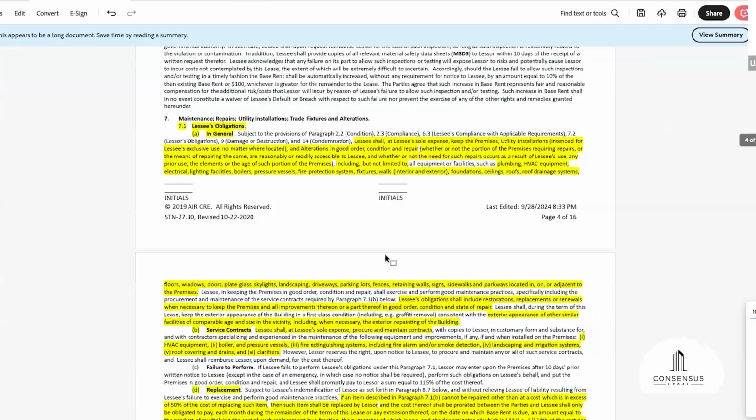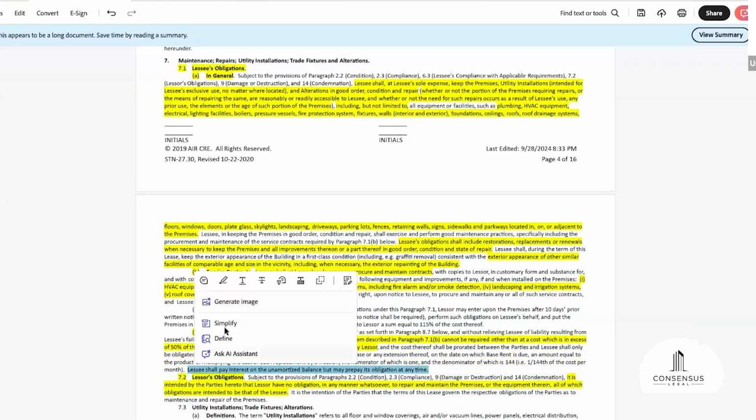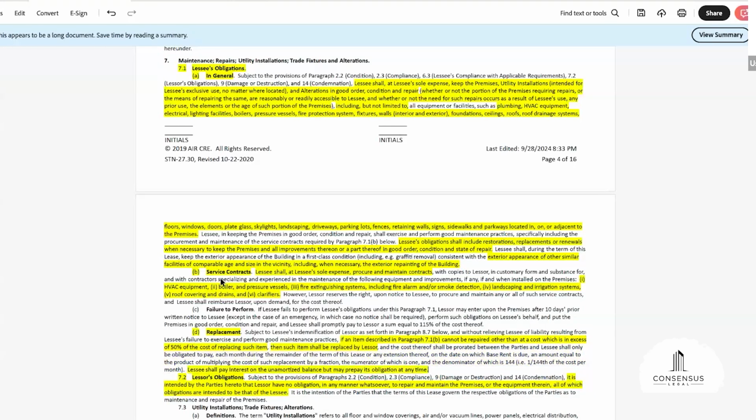So flipping back to the single tenant net lease, this last sentence in the replacement section: once lessor pays the cost of replacing an item and it's amortized and charged back to lessee, it also provides that lessee shall pay interest on the unamortized balance. So it's not just passing through the cost. Lessor can also charge interest.